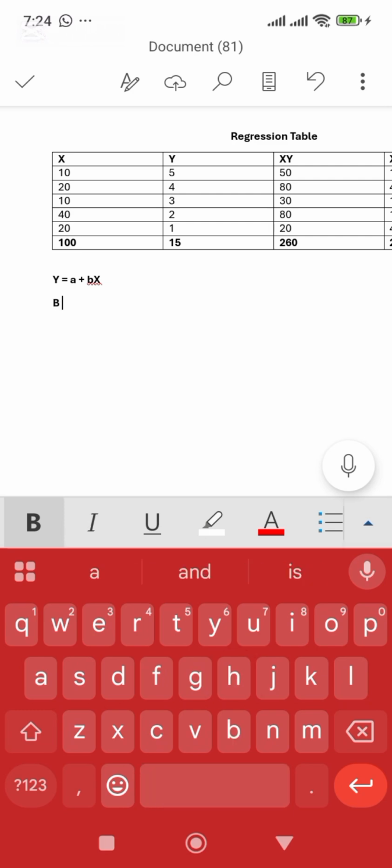Then we'll go to, first of all, the formula for b. We need to find b and find a so we can put it into that formula. So b is equal to n summation.